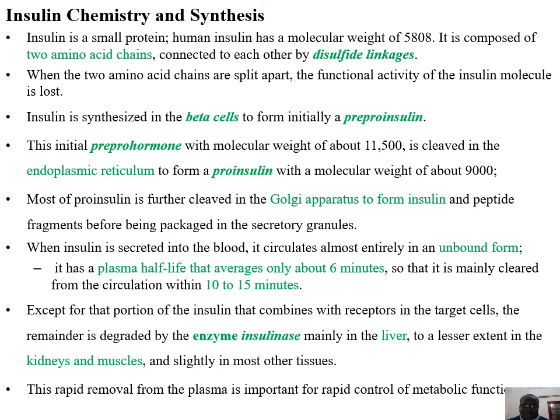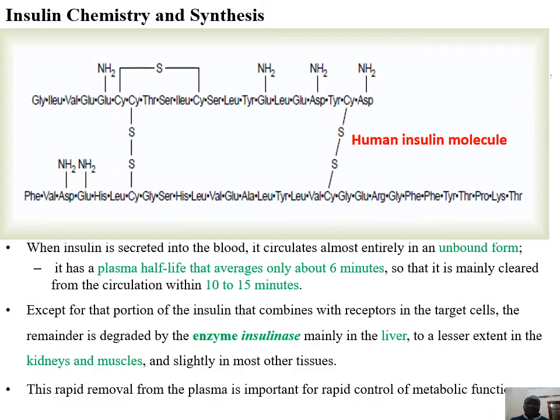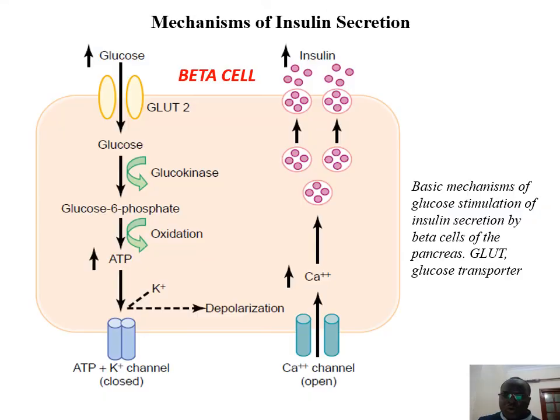This rapid removal from plasma is important for rapid control of metabolic function, because as long as you have this insulin, it can continuously stimulate the cells to internalize amino acids, glucose, and free fatty acids. So you need the insulinase enzyme to break down the insulin once it has done its function. This is a human insulin molecule. You can see you have two chains of amino acids, the beta chain and the alpha chain. They are connected by disulfide bonds.